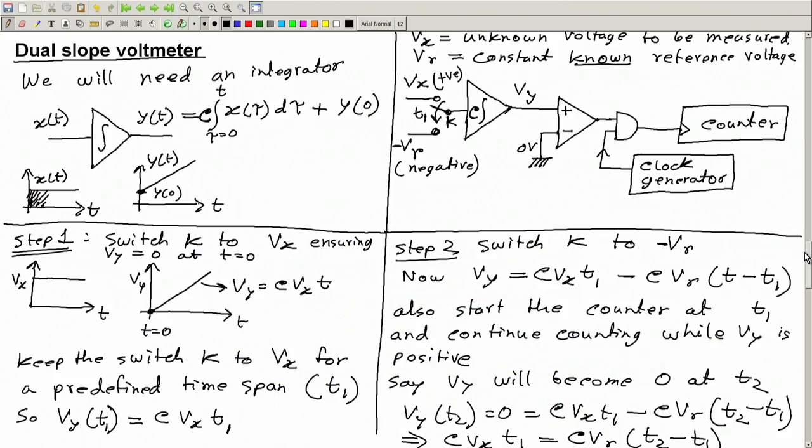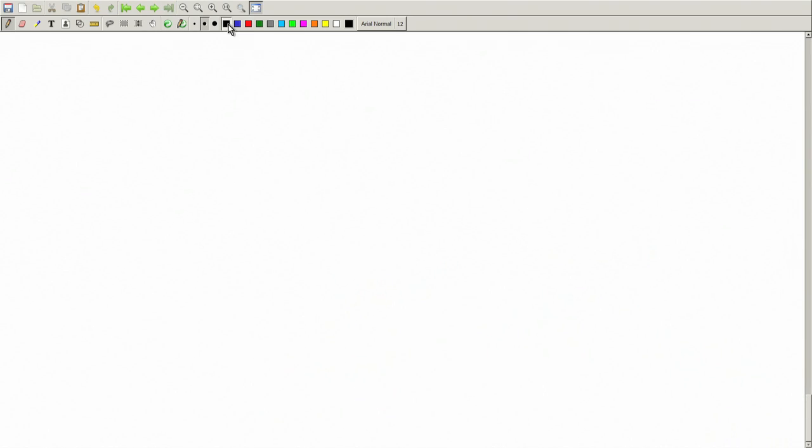So we were studying the dual slope voltmeter, and before proceeding with further discussion on this topic, I thought I would just tell you a small story. Suppose there is a building, a multi-storied building with many floors, and there is an elevator, a lift.